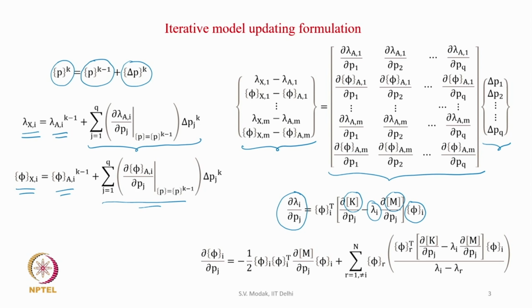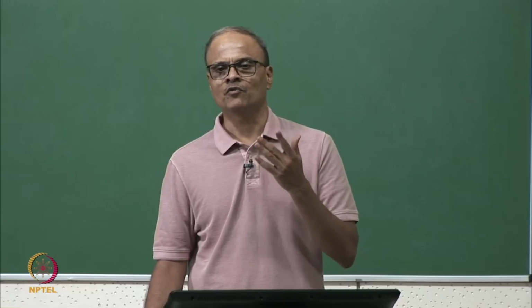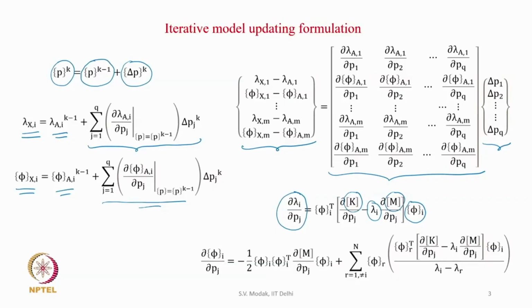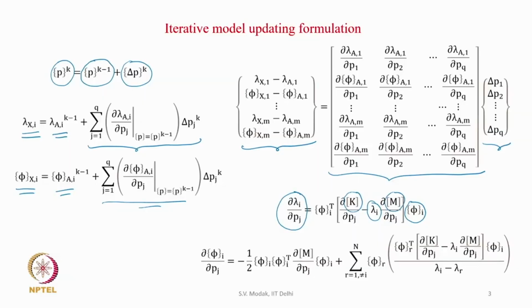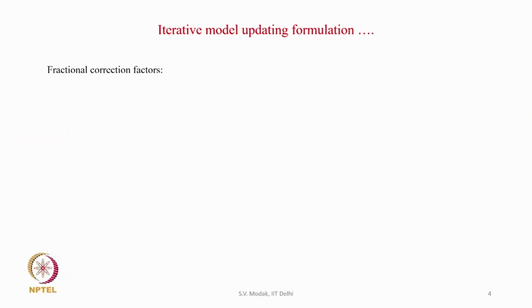Now, it is seen that the parameters which are updated may have different orders of magnitude. For example, if we are updating, let us say, the modulus of elasticity and the thickness of some element, these parameters have very different orders of magnitude: E has a very large absolute value, while the thickness generally is small. This will affect the conditioning of the coefficient matrix. Therefore, we can modify these equations in order to improve the condition of the coefficient matrix, and for that purpose we define fractional correction factors.